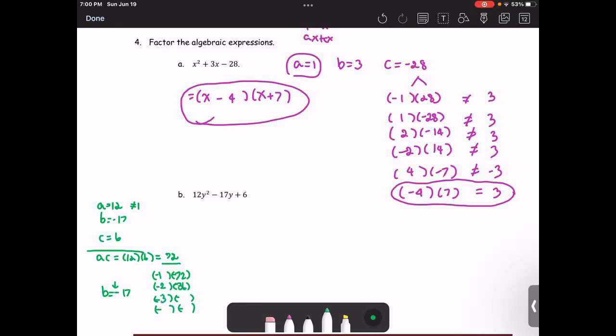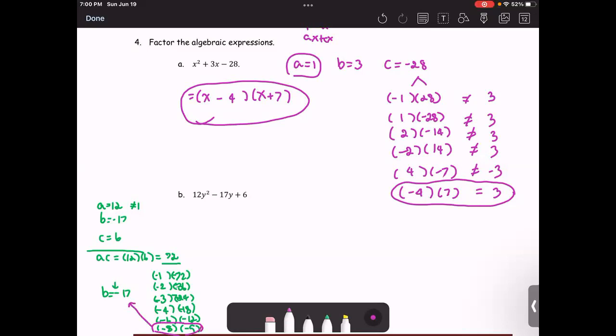Negative 3 and negative 24, sorry. And the next one, negative 4 and negative 18, not quite. Negative 6 multiplied by negative 12. Again, the sum is not negative 17 yet. The next one will be negative 8 multiplied by negative 9. Yep, that's it. This is the pair that we are looking for, whose sum is negative 17.